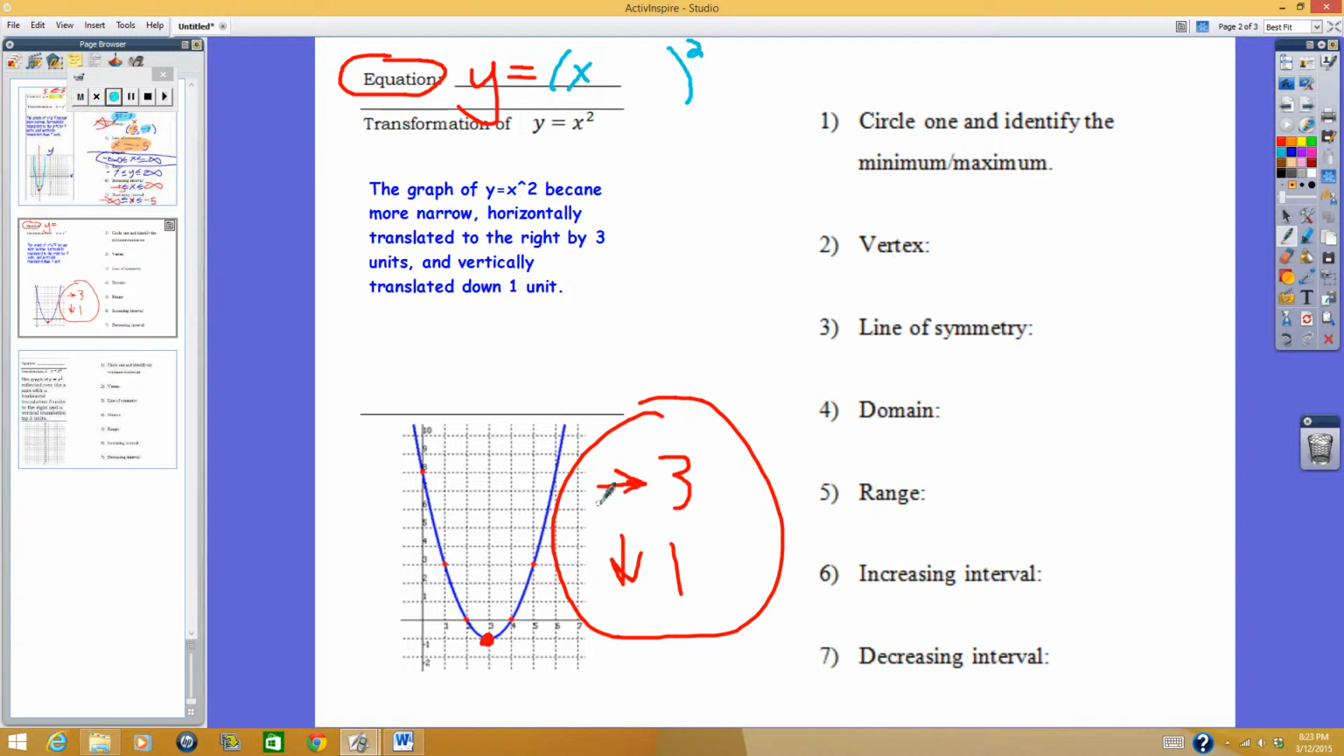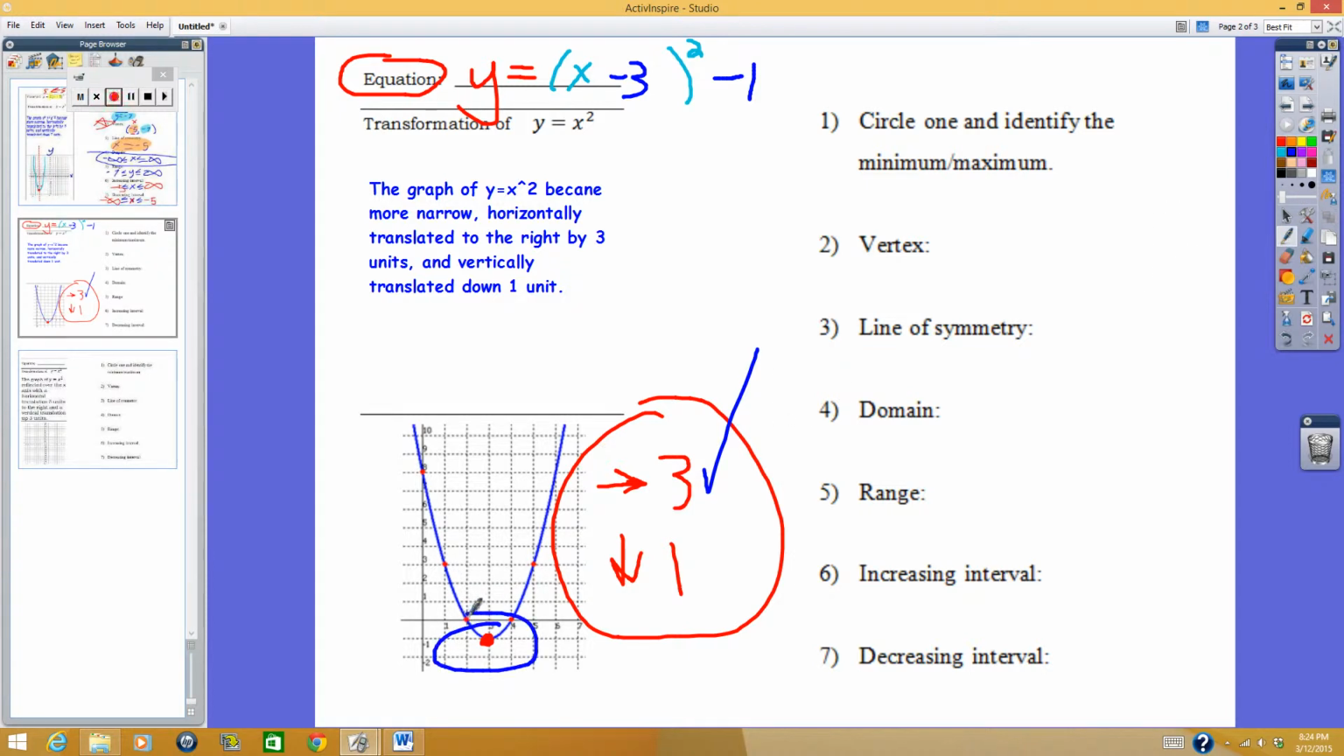Alright, so going to the right by 3, it really went to positive 3. But I cannot write plus 3 in there, because whatever happens inside the parentheses, it's the opposite. So there should be a minus 3 here. Check! I've got that. Now I need to put that in my equation. If it goes down by 1, just down by 1. Cool. I'm done. Alright. Now, let me erase that.